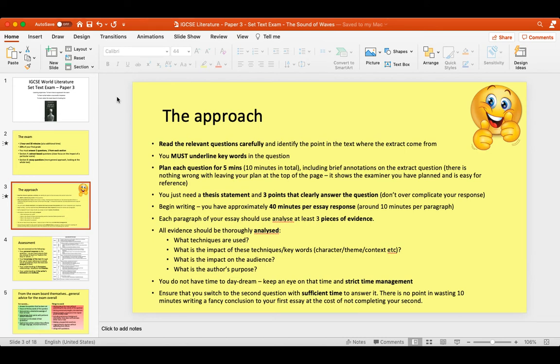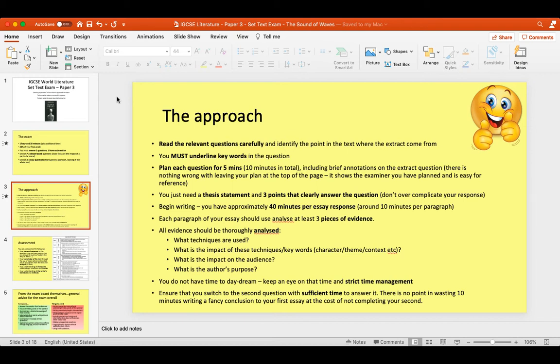And when we're analyzing, again, we should know this, but these are the things we do when we analyze. We identify the techniques that are being used. We talk about the impact of those techniques or of keywords, and we say how they relate to the character or the theme or the context or tragedy as a genre. We think about the impact on the audience. And remember, you can look at keywords as well, and their connotations.